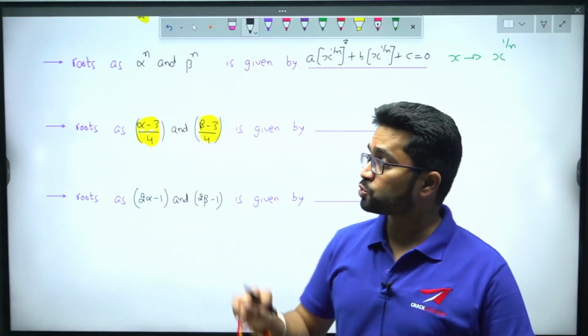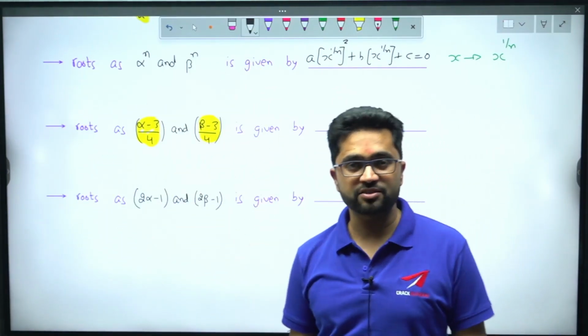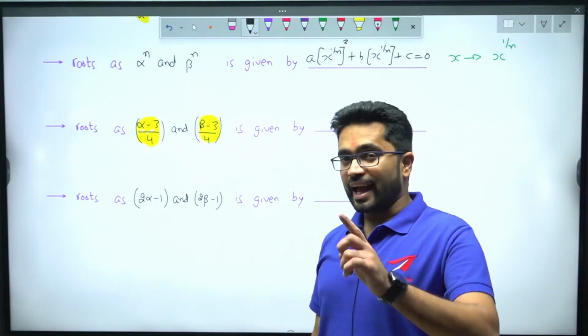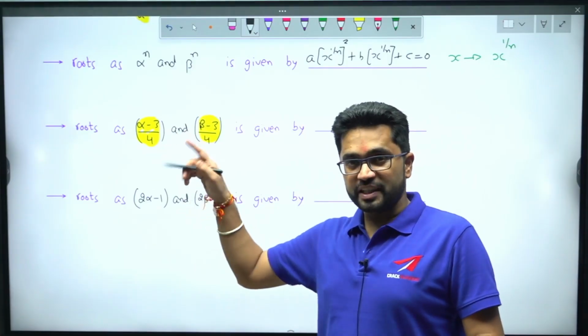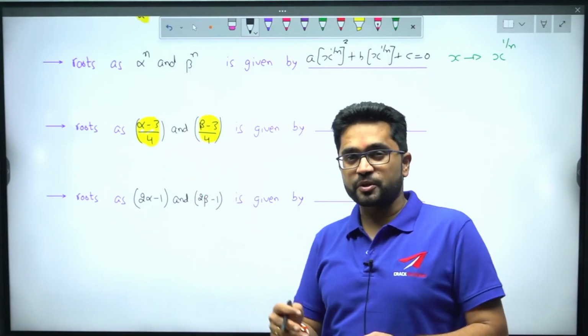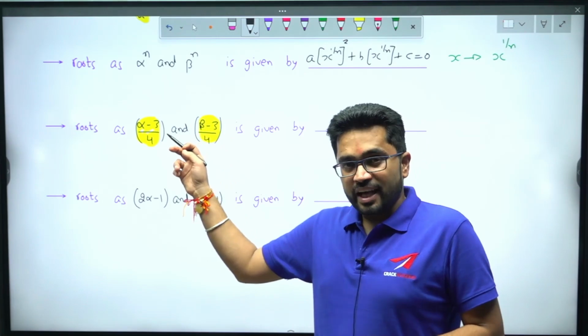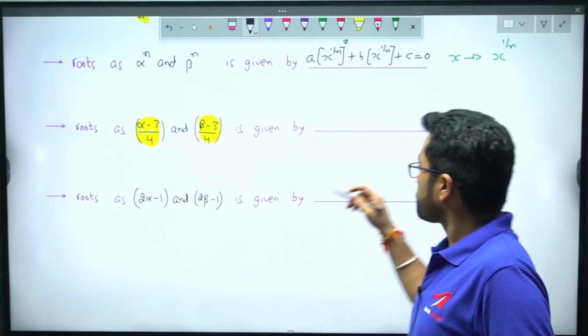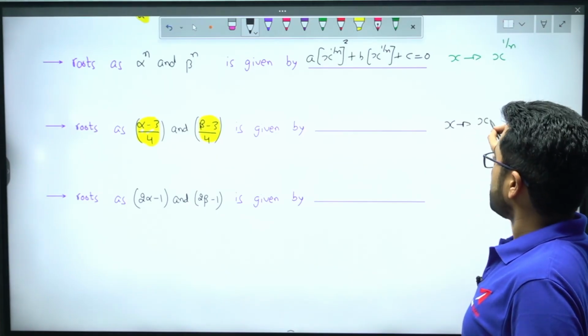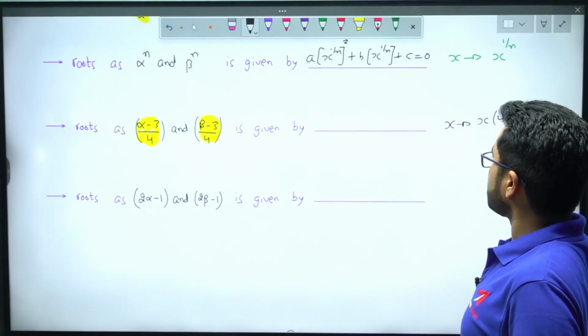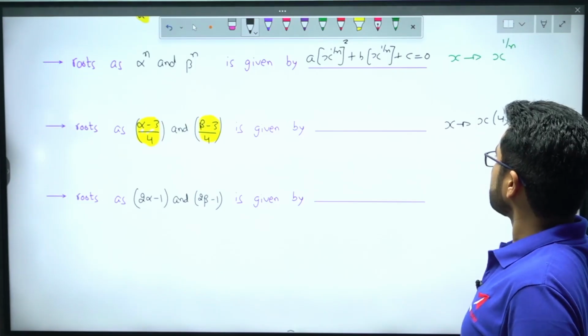What would be the equation whose roots are alpha minus 3 by 4 and beta minus 3 by 4? In this case, alpha and beta are transformed as alpha minus 3 by 4, beta minus 3 by 4. So reverse operation: you are subtracting 3 and then dividing by 4. So we need to replace x with what? x into 4 and then plus 3.